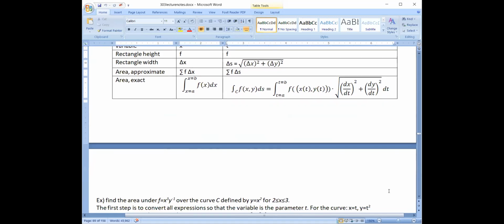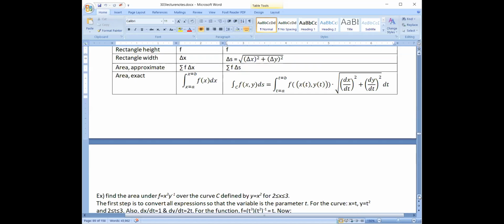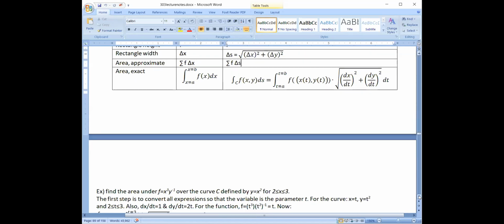So step 1. We want to rewrite everything in terms of a parameter, which is t. An easy way to do this is to just let x equal t, and then y is t squared. And since x goes from 2 to 3 and x is t, t goes from 2 to 3. Next, when we set up our integral, we're going to need dx/dt and dy/dt. So dx/dt is 1, and dy/dt is 2t.